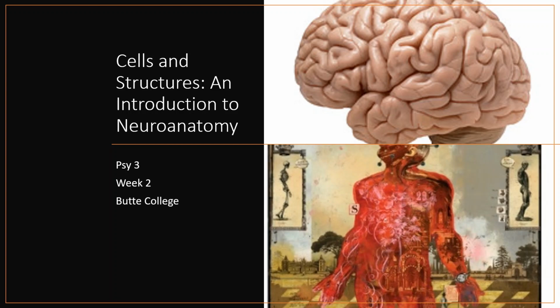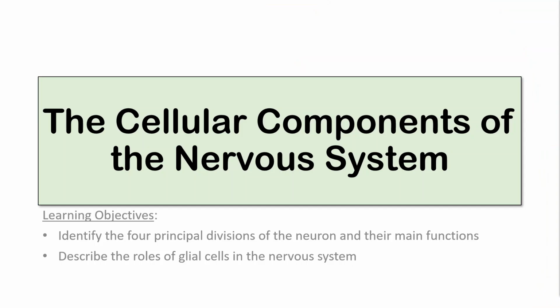Hi class, welcome to our second series of lectures for week 2, Cells and Structures, an Introduction to Neuroanatomy. In this first lecture, we're going to examine the cellular components of the nervous system. Our learning objectives are to identify the 4 principal divisions of the neuron and their main functions, and describe the role of the second prominent cell type in the nervous system, the glial cells.